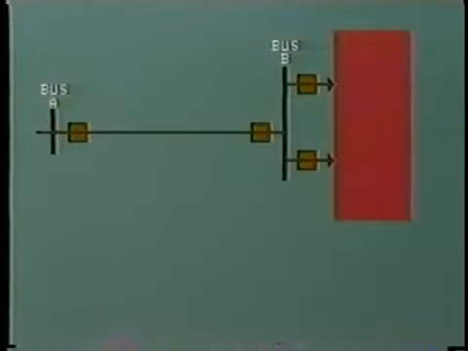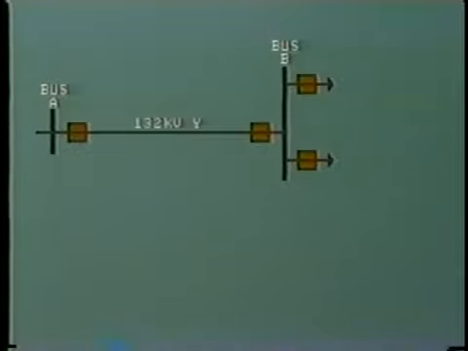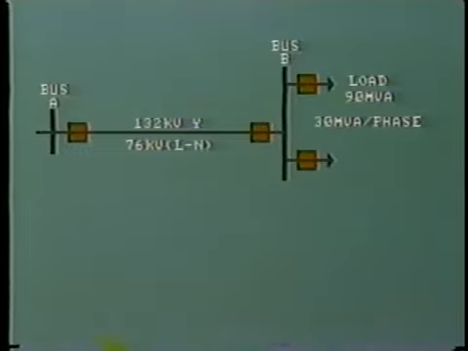But we have not yet considered the impedance of the load. Where does this fit into the picture? Let's take an example. Here we have our same 132 kilovolt line feeding a 90 MVA load on the B bus. That is 76 kV line to neutral and 30 MVA per phase. This gives us a line current of almost 400 amps.